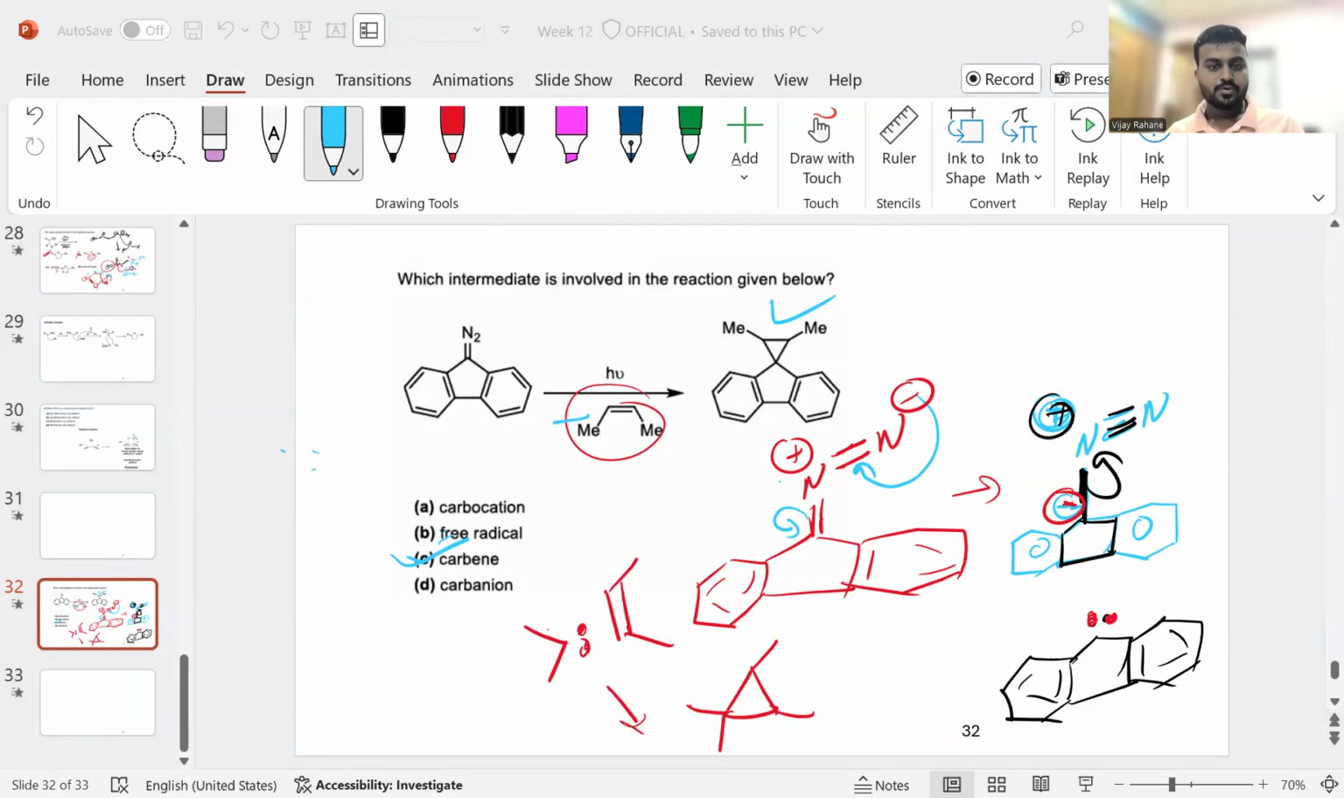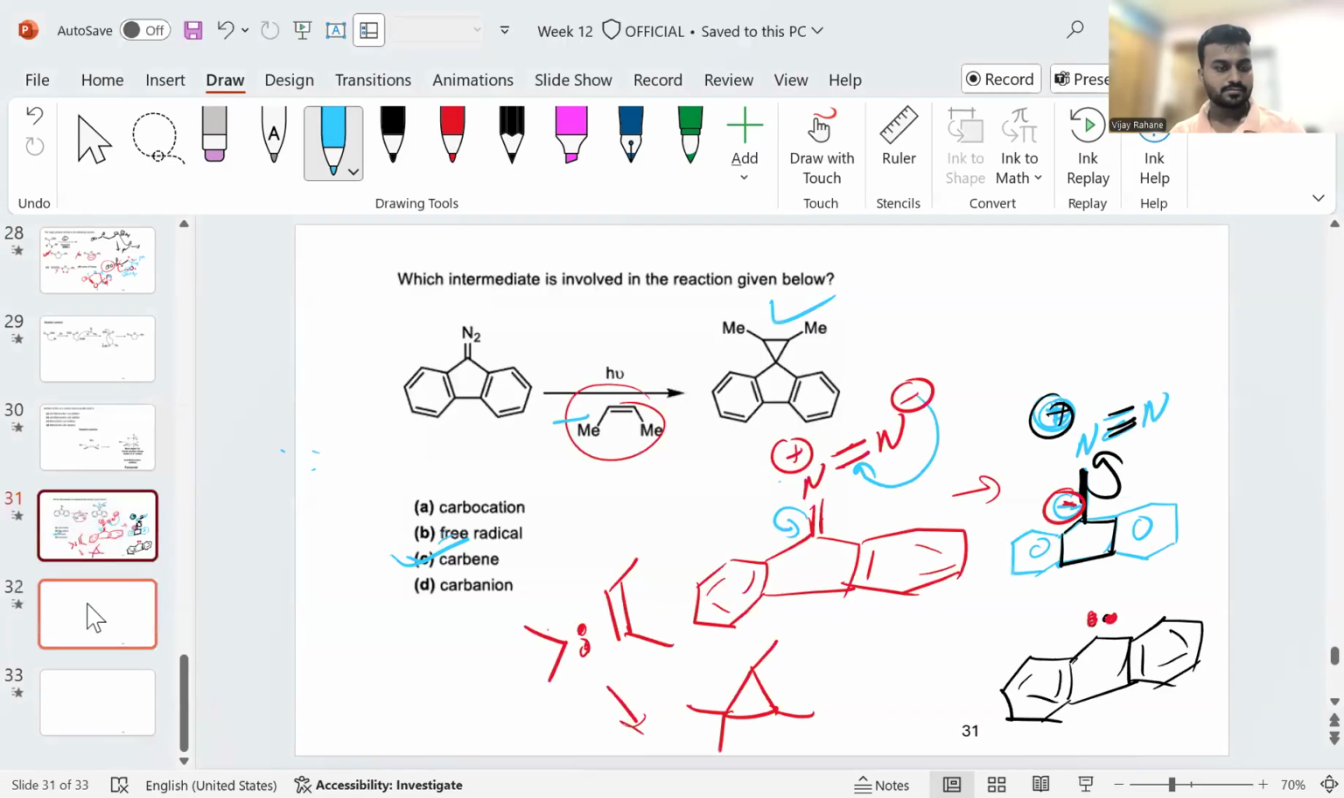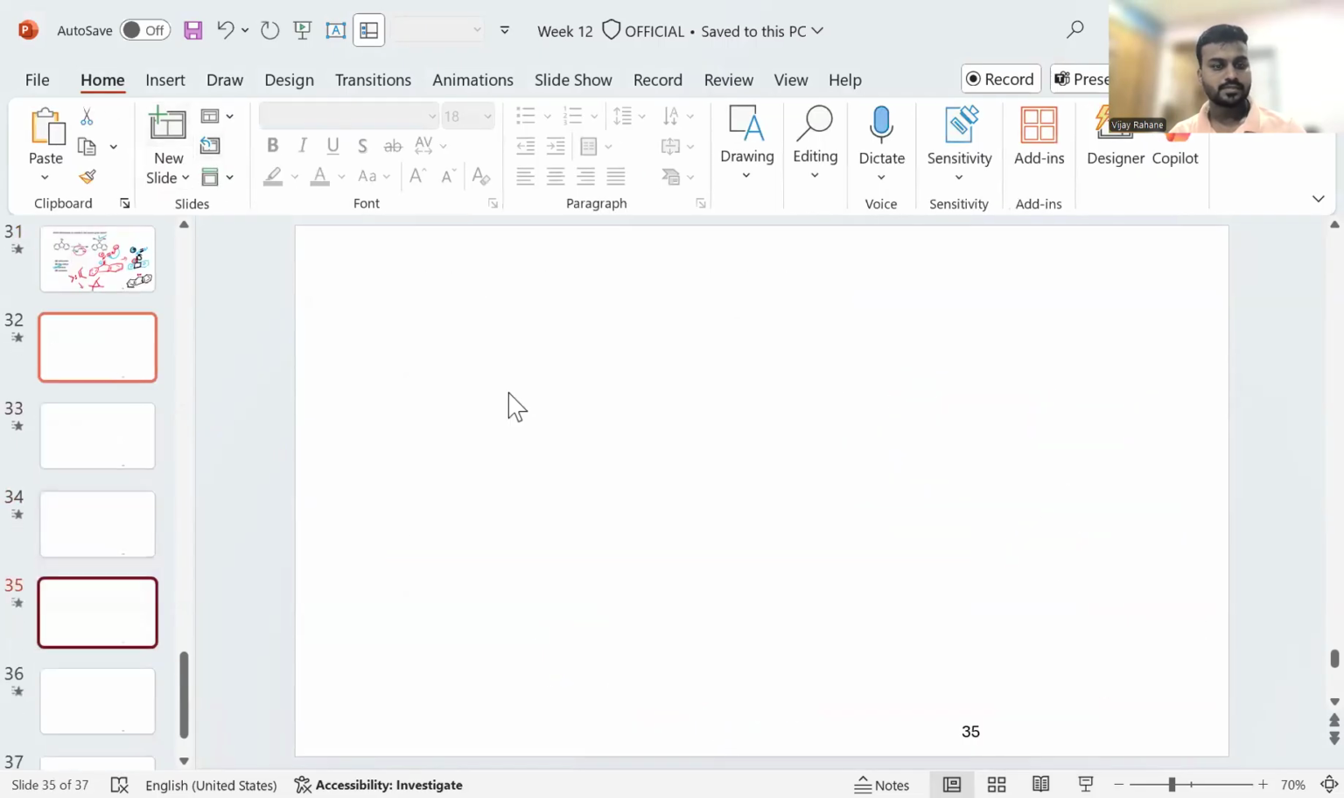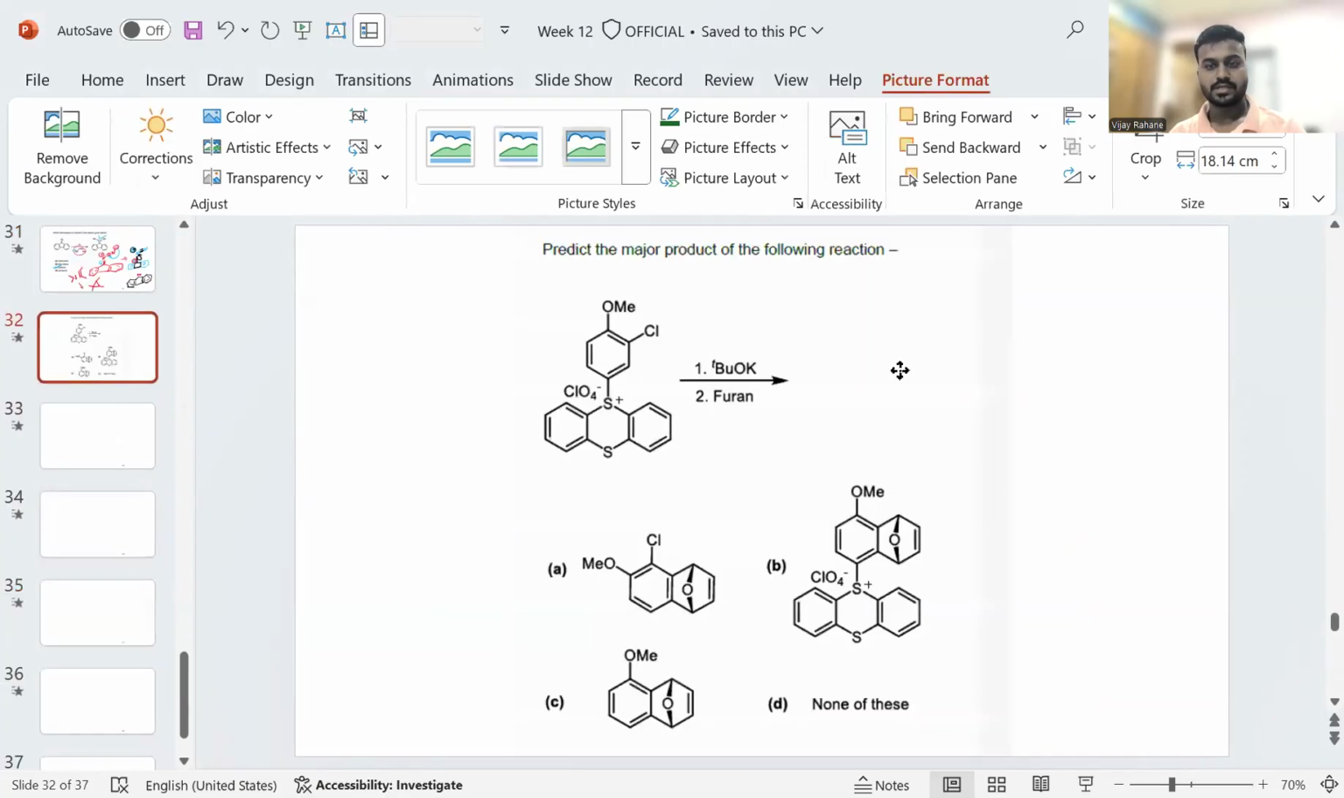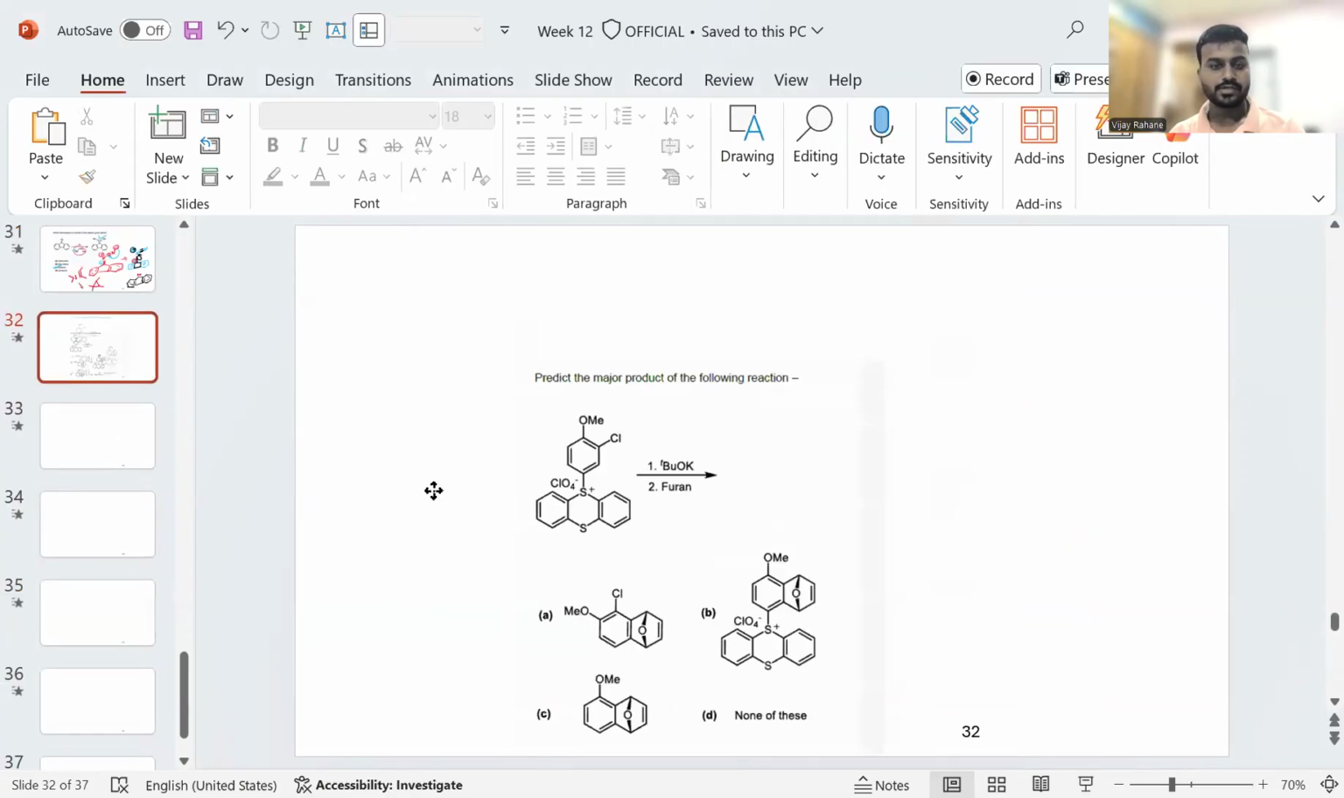Similarly, there is question number 4 also in the assignment. Predict the major product forming in the following reaction. So this is question number 4. I think we have covered this question also. This question involved the carbene formation. Right. So this is the question, and this type of question I think we have already covered.